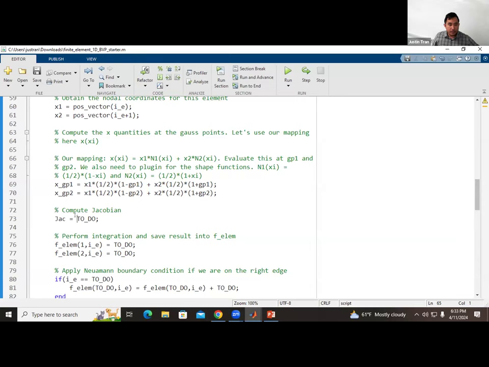Okay. Now let's do the Jacobian. For 1D integrals, the Jacobian is equal to x2 minus x1 divided by 2. So let's just go ahead and plug that in, because we know x1 and x2. We've already retrieved those from the position vector. So let's do x2 minus x1 divided by 2. All right, now we're ready. We've done all the setup for the problem, so now let's actually go in and perform the integral.